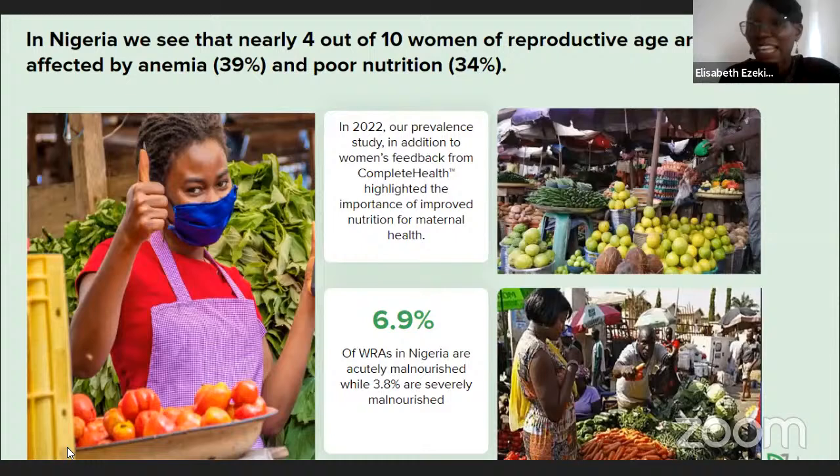So I was just highlighting that the numbers are showing us the important need for driving improvements in health. And nearly 4 out of 10 women of reproductive age are affected by poor nutrition. They're either nutritionally vulnerable, or they're malnourished, or they're undernourished. Why this makes a compelling case for today's conversation. Next slide, please.